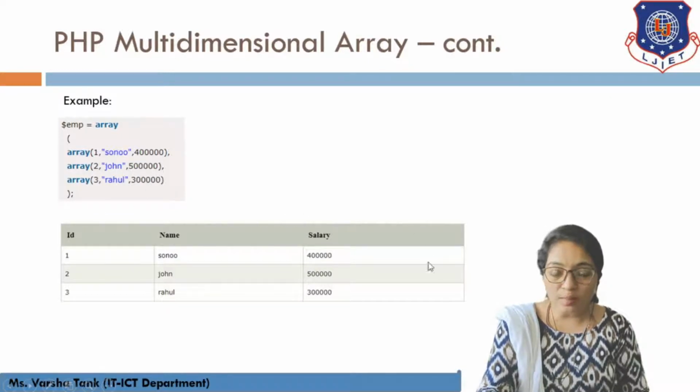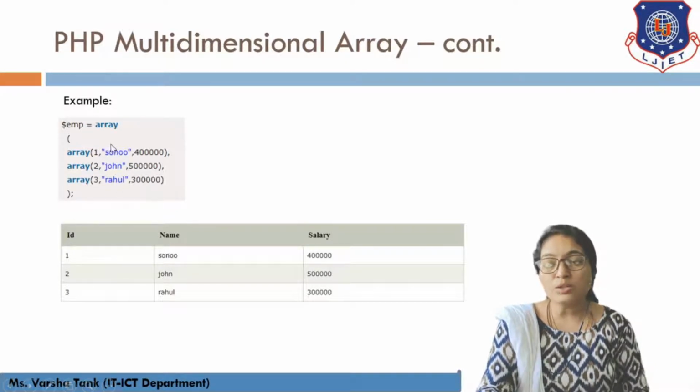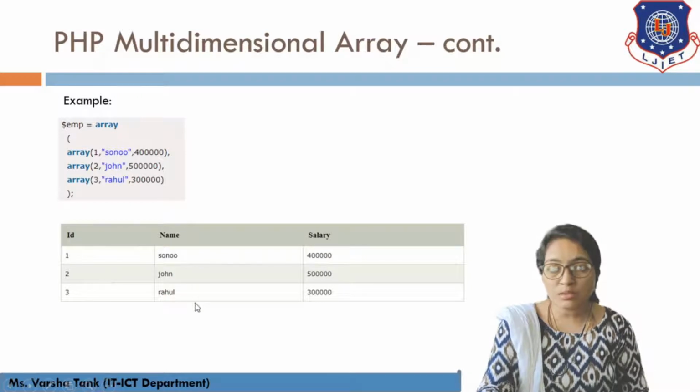So how we can represent it is using the tabular form. This will represent the ID, so first column. This will represent the name, so this is the second column. And this will represent the salary, so that will be the third column. So like this way, you can define the multidimensional array.